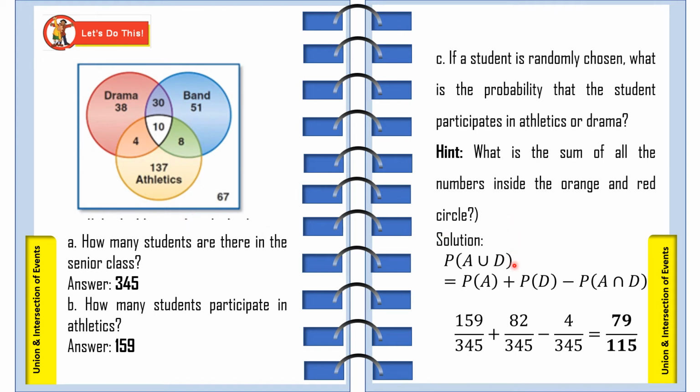In-add natin ito, so ang probability natin would be this. Probability of A plus the probability of D, minus the probability of A intersection B. Kasi bakit meron tayong ganito intersection? Makikita nyo naman may mga intersection between the three different events. So, kung yung circles natin about the drama and athletics, meron siyang intersection. Yung A natin is the probability of getting in athletics muna. Probability ng estudyante sasali sa athletics ay 159, kasi na-total na natin to, 159 over the total number of students, 345, plus yung sa drama naman. Paano nakuha yun? 38 plus 30, that is 68 plus 10, 78 plus 4, 82.